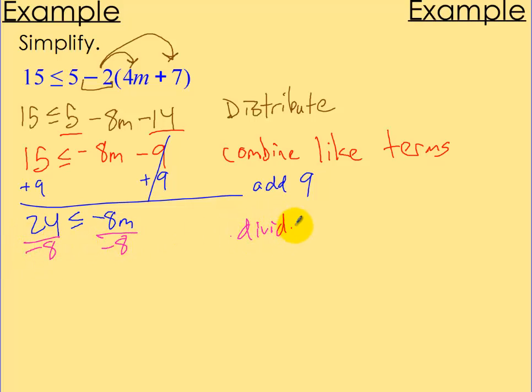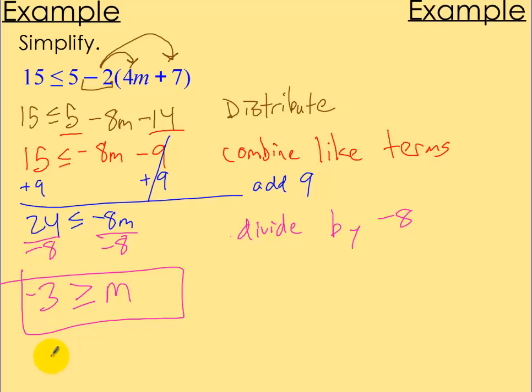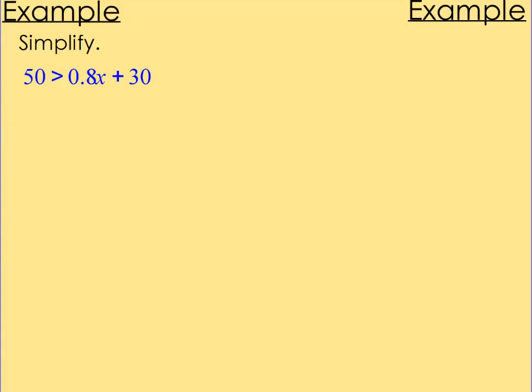So if you divide by negative 8, since I'm dividing by a negative, the sign must be flipped, so it becomes a greater than or equal to sign. This is negative 3, and this will be m. So it's negative 3 is greater than or equal to m, so that's a solution. If you want to flip that around, I can just rewrite that as m is less than or equal to negative 3. Those are saying the exact same thing. They're just mirrored. All right, last one. Pause the video.